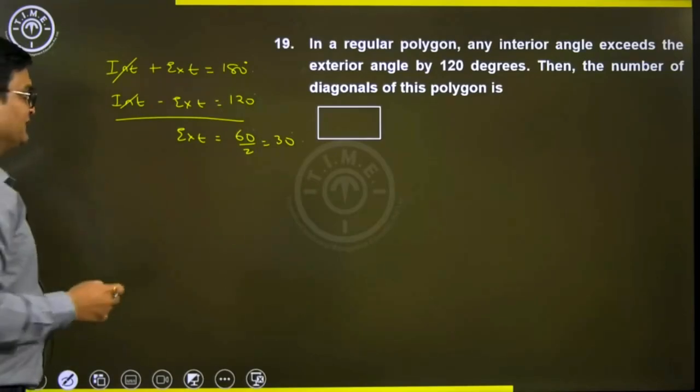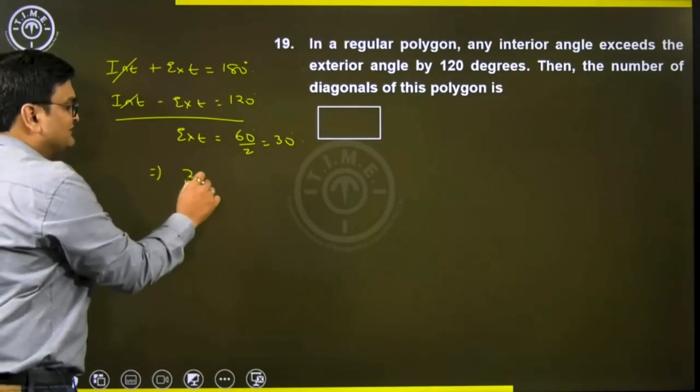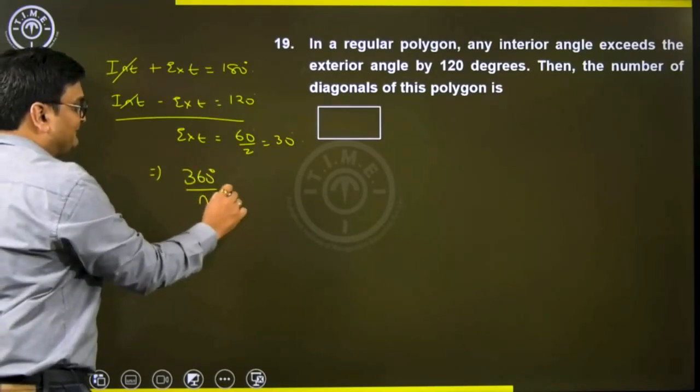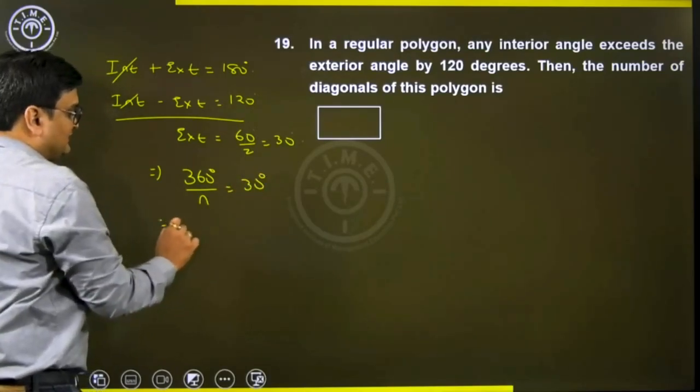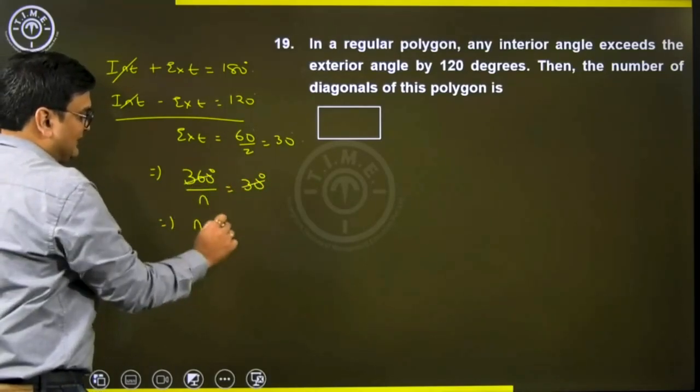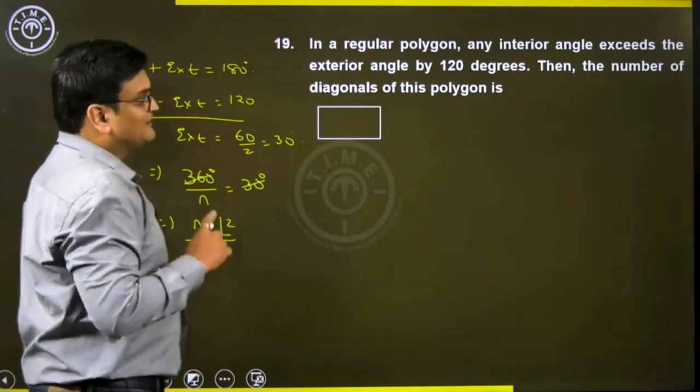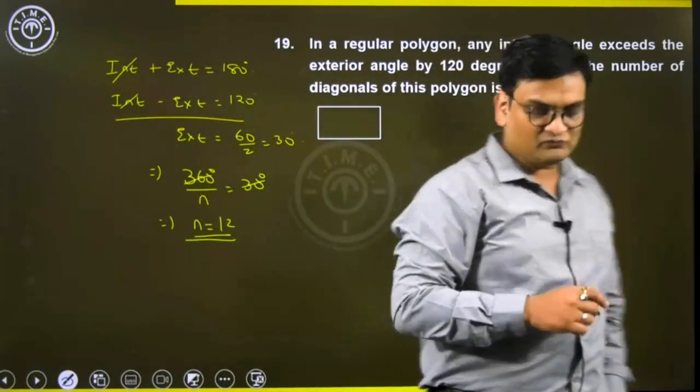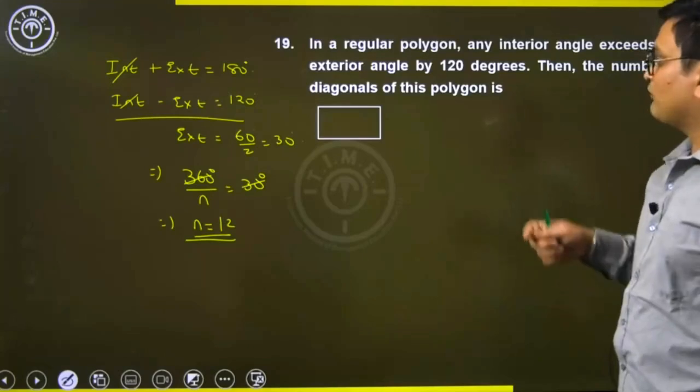And in a regular polygon, exterior angle is equal to 360 degrees upon n. So when you solve this, the number of sides n will turn out to be 12. So this is a 12-sided polygon, duodecagon. Now what will be the number of diagonals?